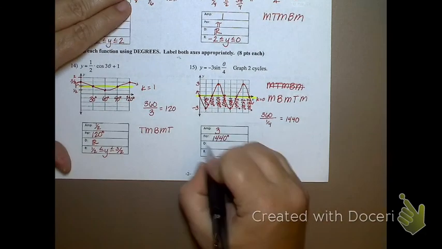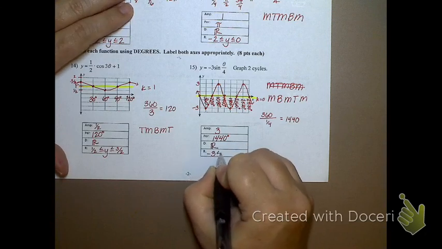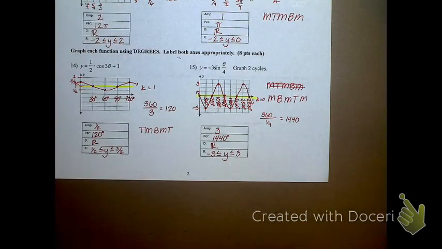What's my domain? All real numbers. What's my range? -3 is less than or equal to y is less than or equal to 3. Okay? All right. Happy studying.